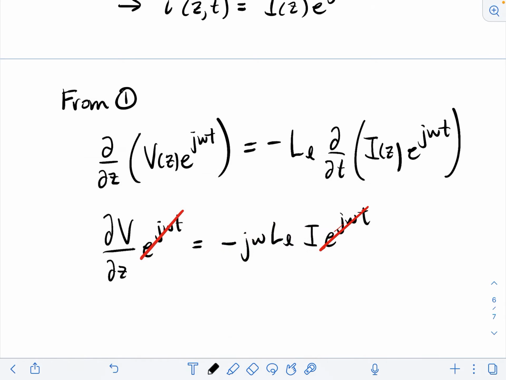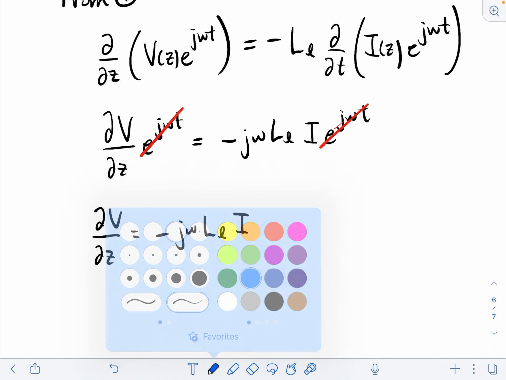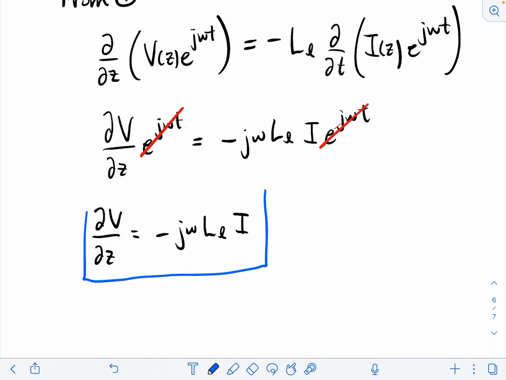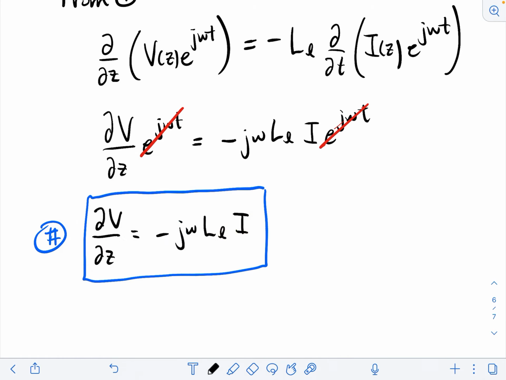Okay, and so what we've got then is that dv dz is equal to minus j omega inductance per unit length times I. In fact, I'm going to label this equation because we're going to make use of it again, possibly in the next video. Okay, so that's from equation 1.